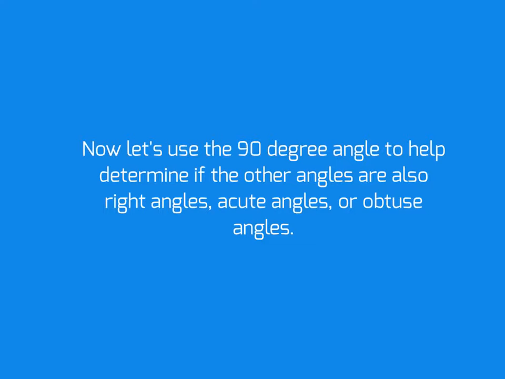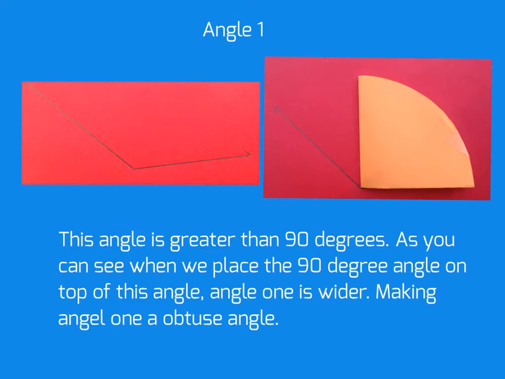Now we can use the 90-degree angle to help us determine if other angles are also right angles, acute angles, or obtuse angles. Now let's look at angle 1. This angle is greater than 90 degrees. As you can see, when we place the 90-degree angle we have on top of it, the angle 1 is wider, making this angle an obtuse angle, or greater than 90.